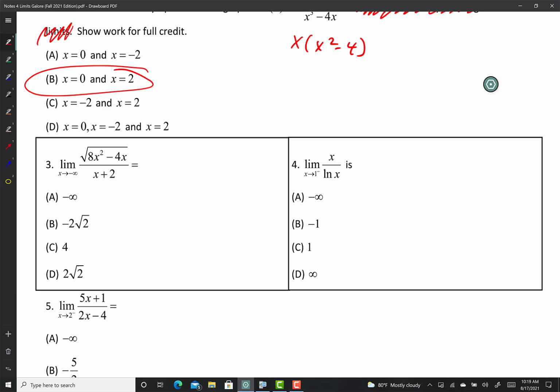I don't know. So when I solved it, I got negative 8. That's not a choice. No. I focus on the 8x squared in front of the square root, right? Yes. And on the bottom, I focus on the x. Before I continue, will the numerator ever be negative? No, because I'm squaring first. So what's my end behavior?